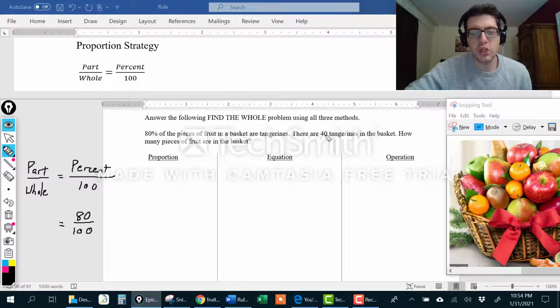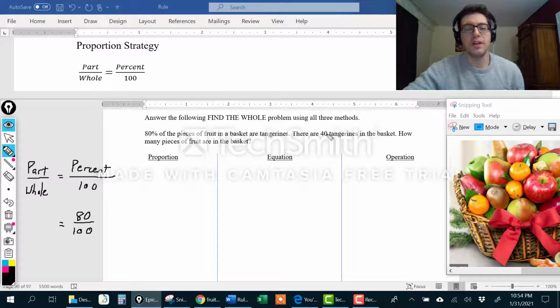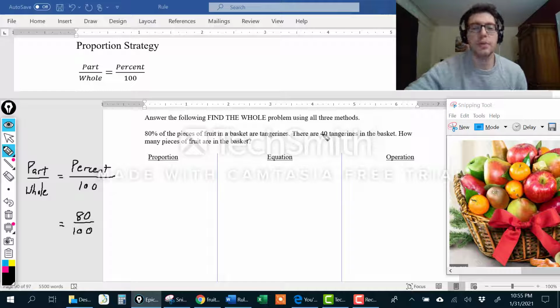Okay, now where should we put the 40? 40 is not the whole number of fruit that's in the basket. That's what we're looking for. 40 is just the number of tangerines that are in the basket. So 40 is just part of what's in the basket. So we'll put the 40 in the numerator over here where it says part. And in the denominator, we will put x because we don't know the whole number of pieces of fruit in the basket yet. So now to solve this, we're going to cross multiply.